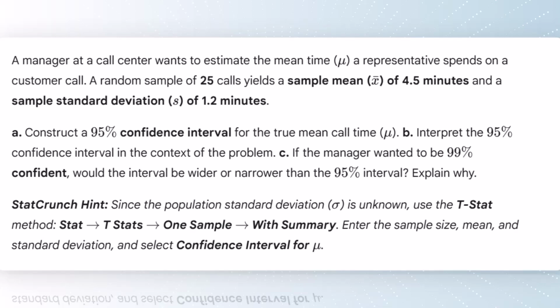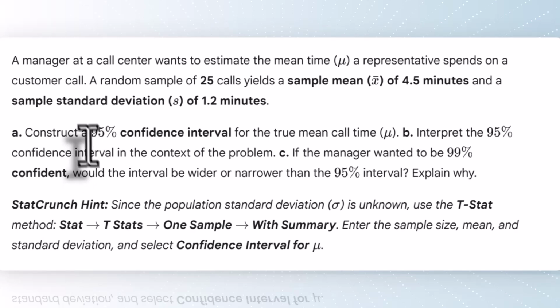A random sample of 25 calls, so that's n, yields a sample mean, x bar, of 4.5 minutes, and a sample standard deviation s of 1.2 minutes. So we have the sample size 25, the sample mean is 4.5, and the standard deviation is 1.2. Construct a 95% confidence interval for the true mean call time.